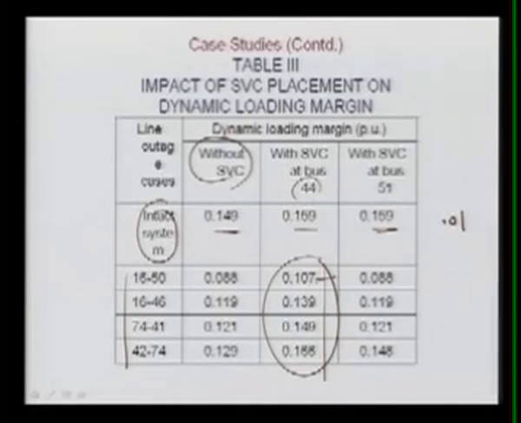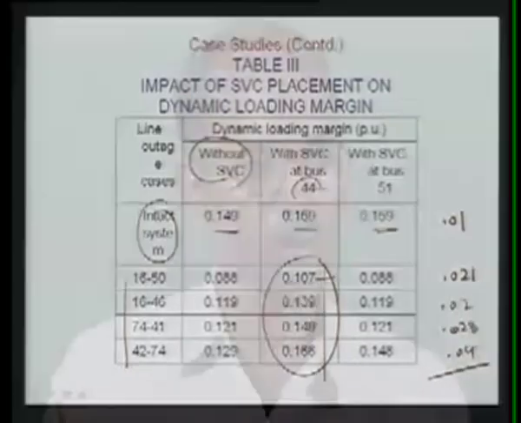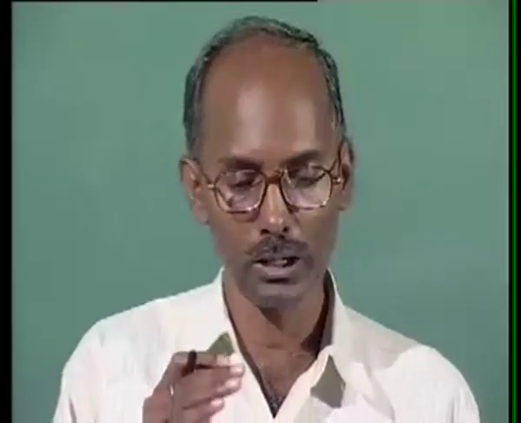I am just calculating. Here it is 0.021, here if you go from 0.02 to 0.028, and in this case you are getting 0.04. So in total, on a 100 per unit base, if you multiply by 100, the maximum we are getting is 4 megawatt. Why is it so? Because this is a highly loaded system and we have very little margin. It is a very critical system, so loading is not increased much. But still we are improving both the dynamic as well as the static margin.